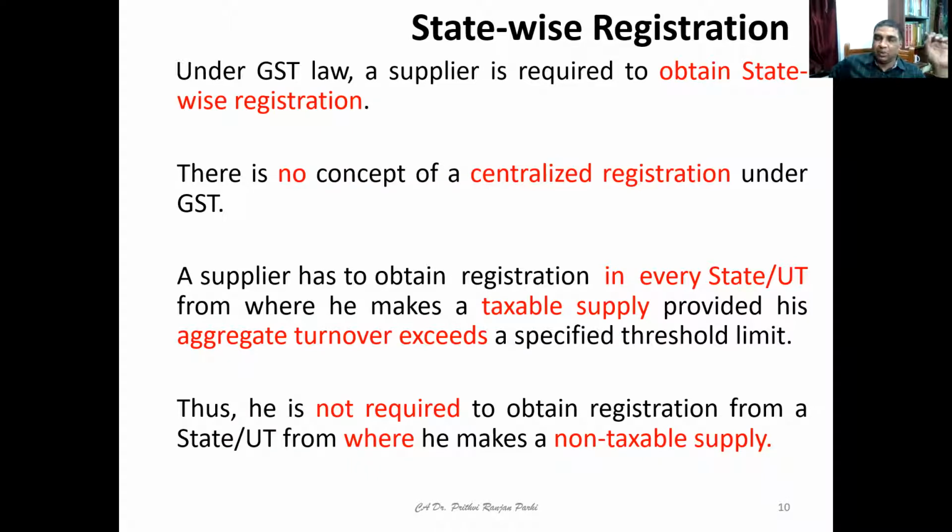So friends, now what we need to understand is: what is this taxable supply, what is this aggregate turnover, and also what is the specified limit. This varies from state to state. That also will be done. And we have also understood this concept that registration is not required if non-taxable supplies are made.